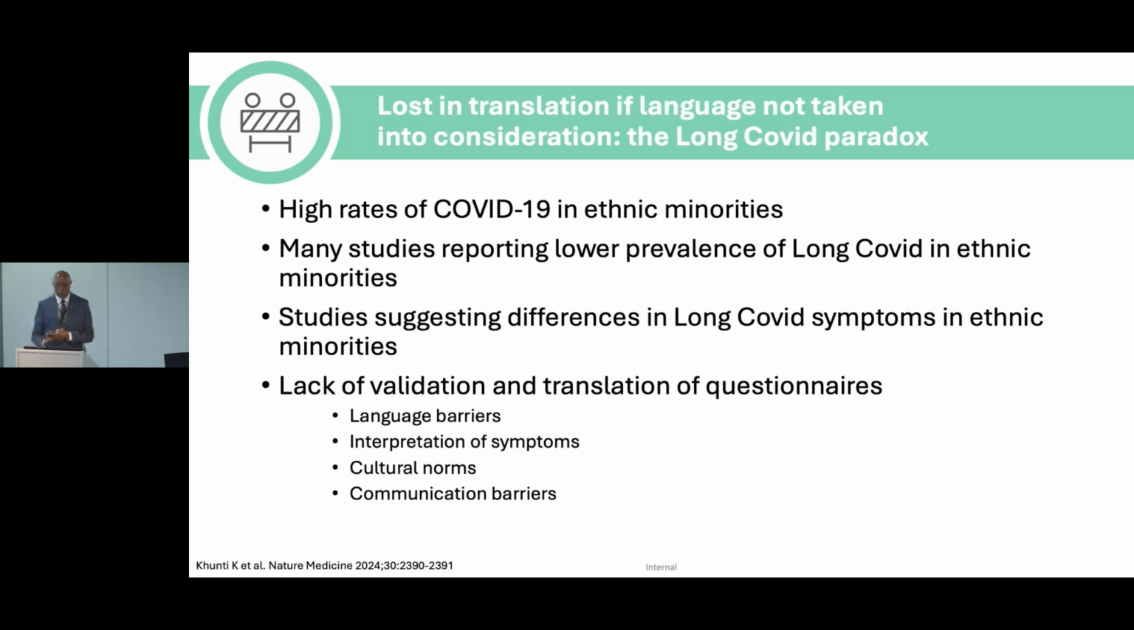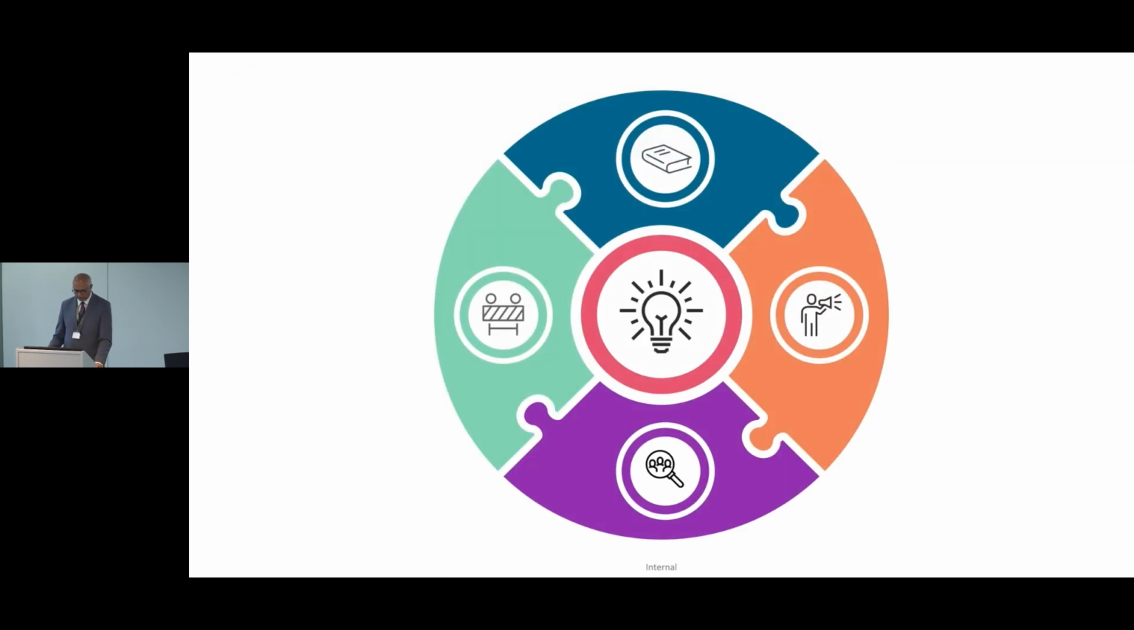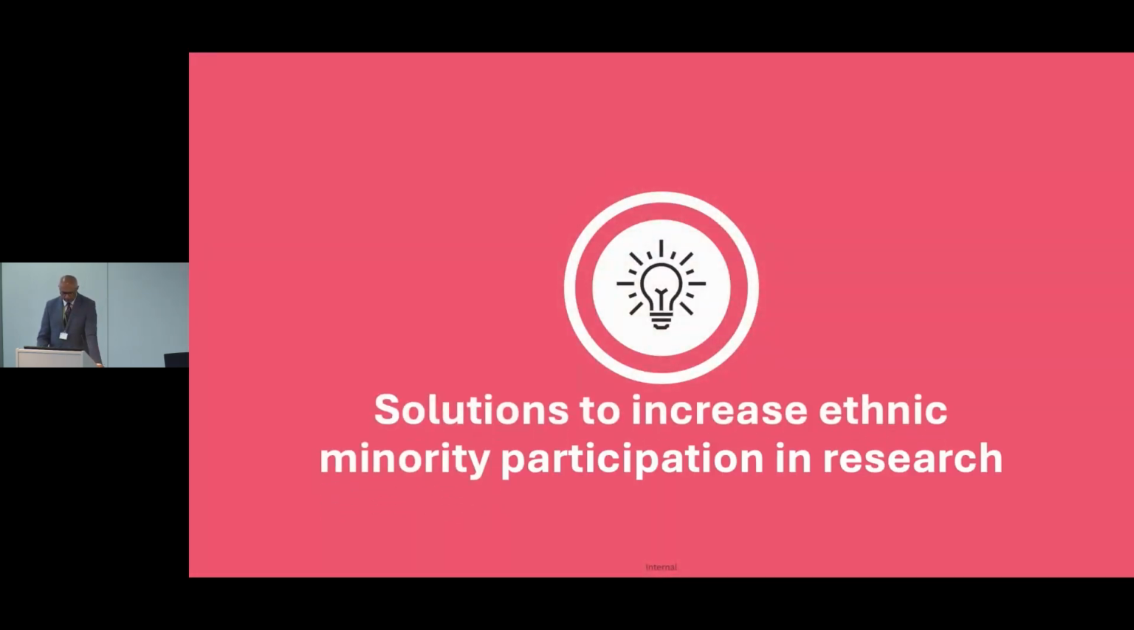There are validated questionnaires for long COVID, but none of them have been translated. And the way translation needs to be done, I'll come to shortly. It's not just forward translation and back translation. That doesn't work. There's a lot more nuanced work you need to do. So we think this is because of language barriers, interpretation of symptoms, cultural norms. Tiredness is very normal in some ethnic minority populations. Tiredness is one of the key features of long COVID, but that's normal in some ethnic minorities. And obviously communication barriers as well. So what can we do about this?